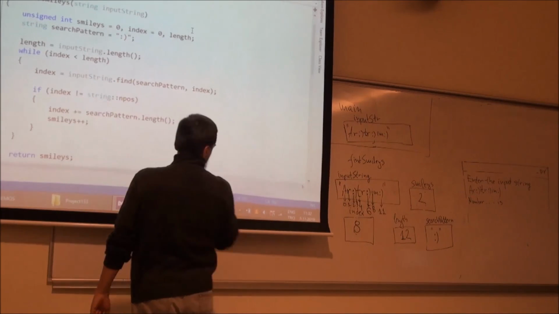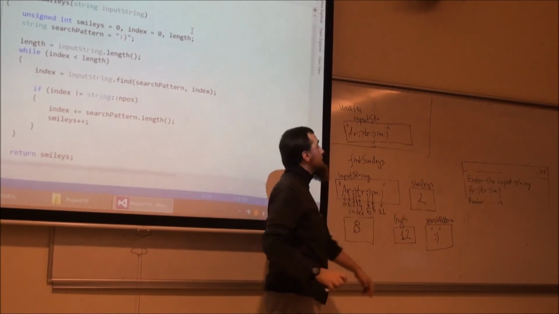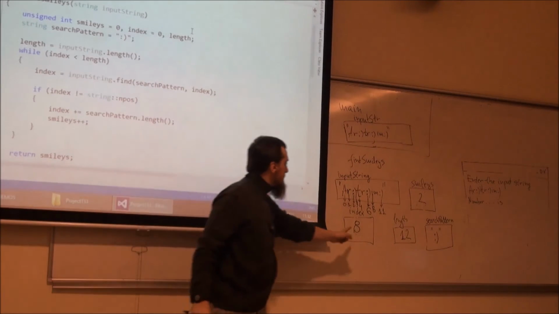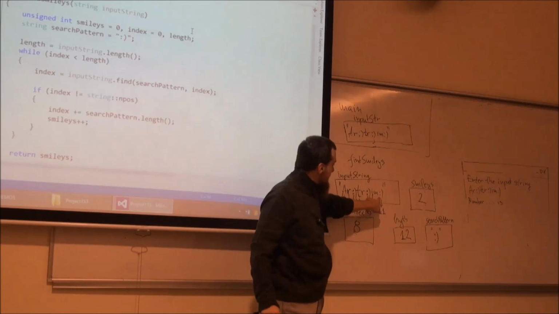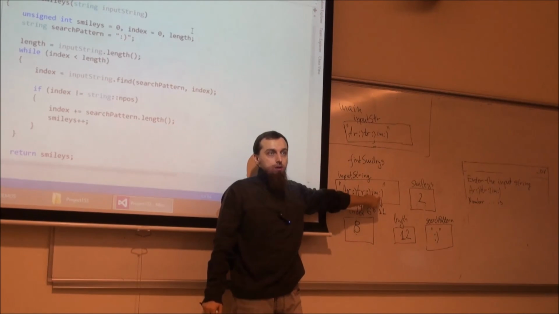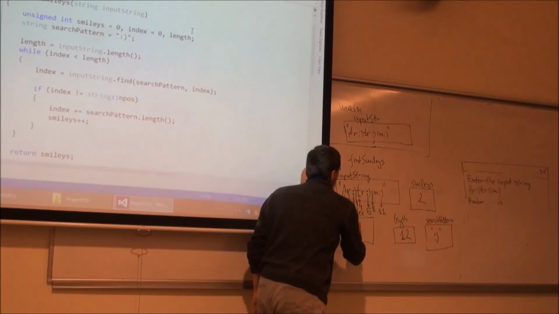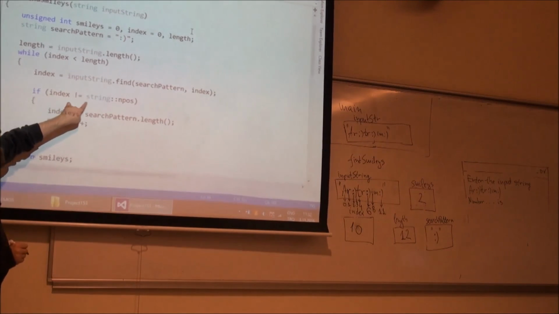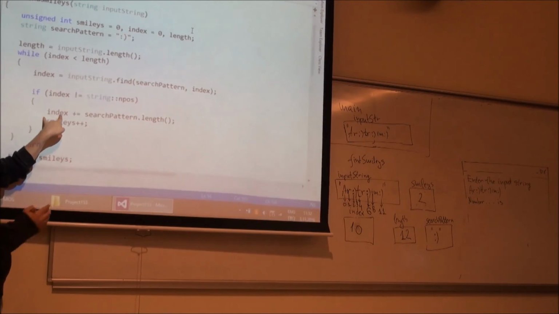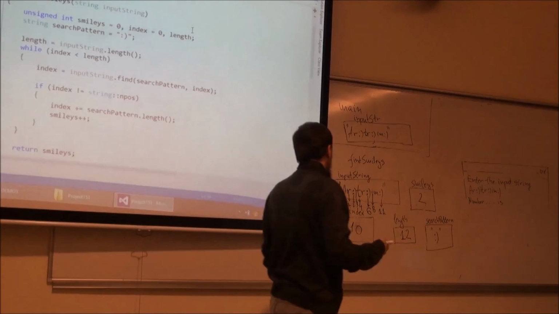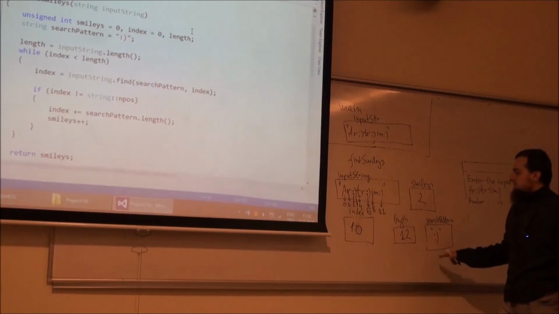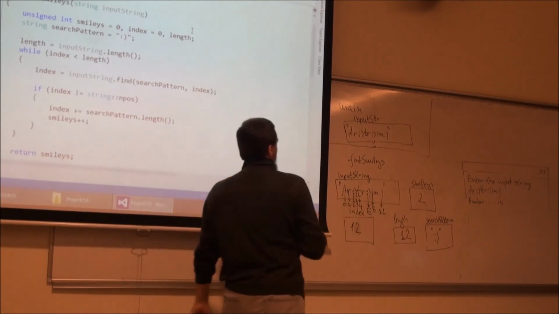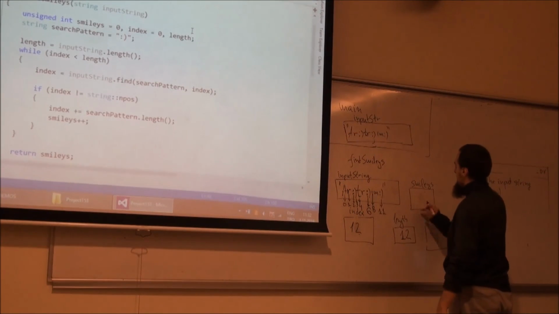Again, is index smaller than length? 8 is smaller than 12? Yes. We go. We want to find the search pattern, the smiley, starting from 8. Which is the next occurrence? Which index is this one? 10. That's why index will be 10. 10 is not equal to npos. This is true. That's why I'm incrementing the index by search pattern length, which is 2, so plus 2. This is going to be 12. Increment the number of smileys by 1, because we found this one. 3.